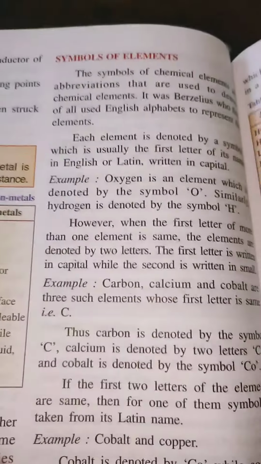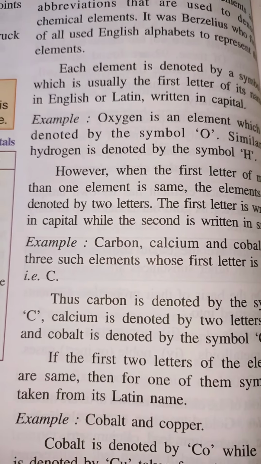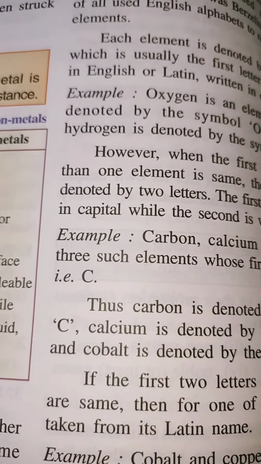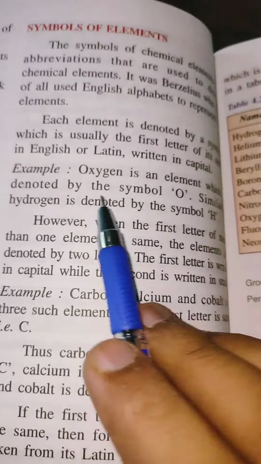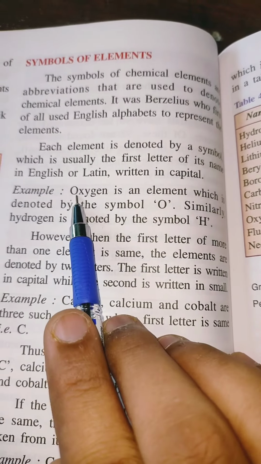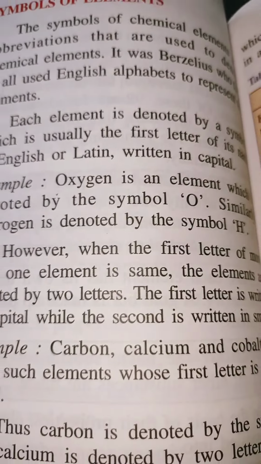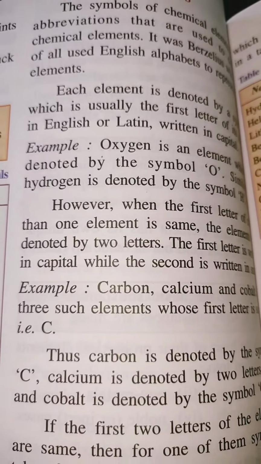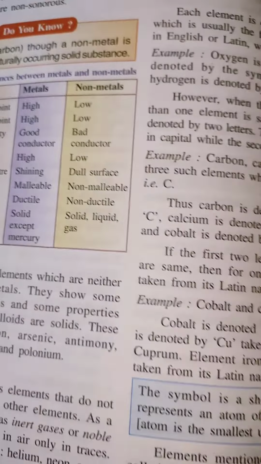So students, initially Berzelius, who was a very famous scientist, said that we will use the first letter of the element, like oxygen. For oxygen they would use O, but students, it will not be possible because there are many more elements which start with O. So then what happened?